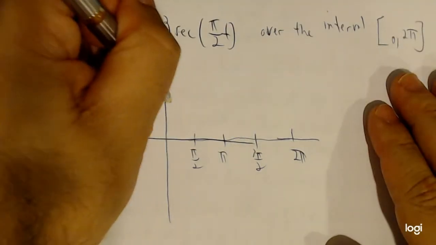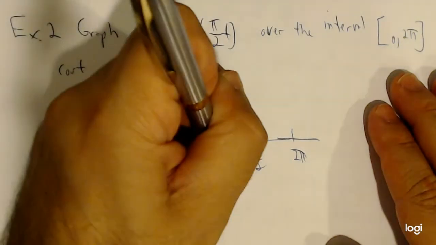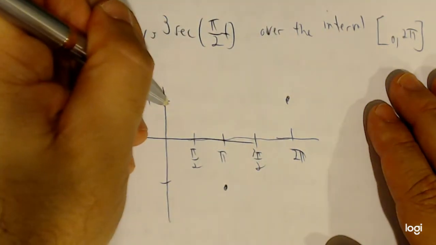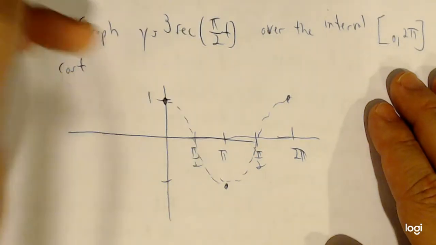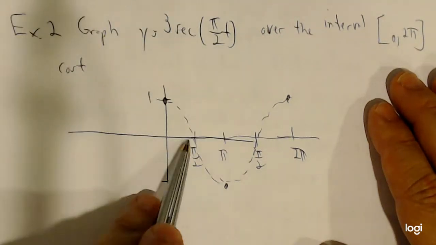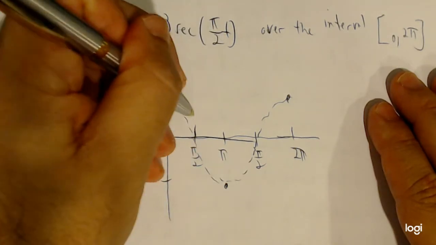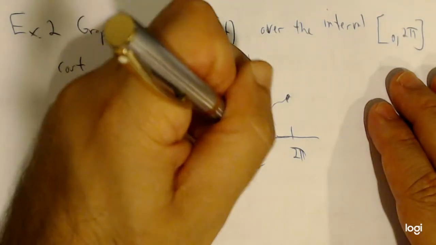At 0, it's 1, at pi over 2 it's 0, at pi it's negative 1, at 3 pi over 2 it's 0, at 2 pi it's 1. So if you remember, this is 1 period of cosine. Now where is cosine 0? At pi over 2 and 3 pi over 2, that means that's where secant is undefined, so we have vertical asymptotes there, and at 3 pi over 2.